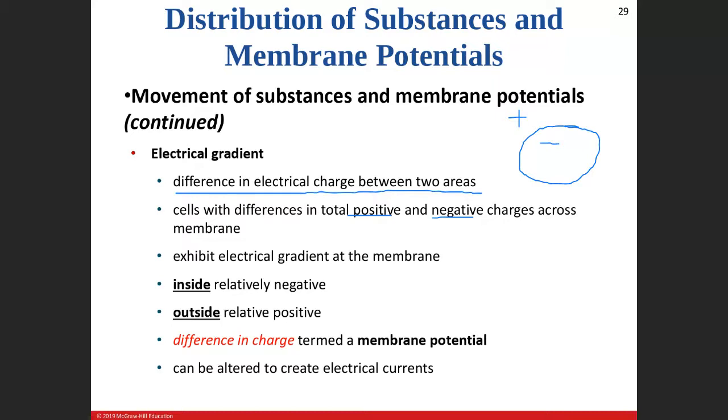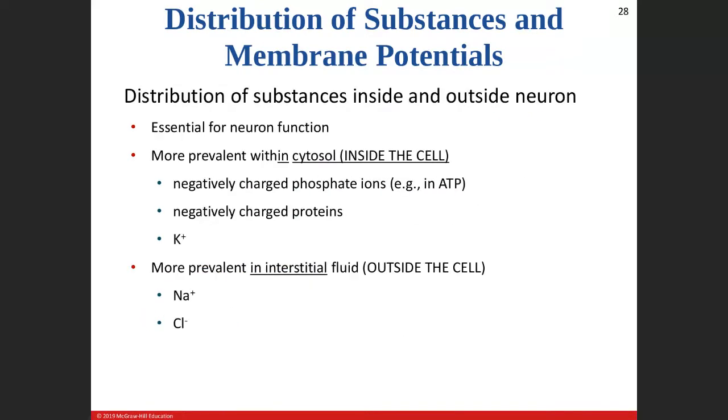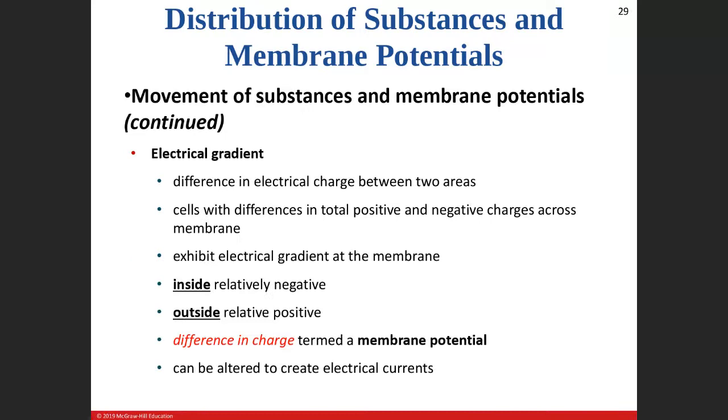So this part right here, you should know. Positive outside, negative inside. And if you're not sure how that is, refer to the previous slide. The distribution of these substances in the cell and outside the cell will help to generate this electrical gradient here. So this difference in charge inside the cell versus outside the cell, we refer to that as the membrane potential.